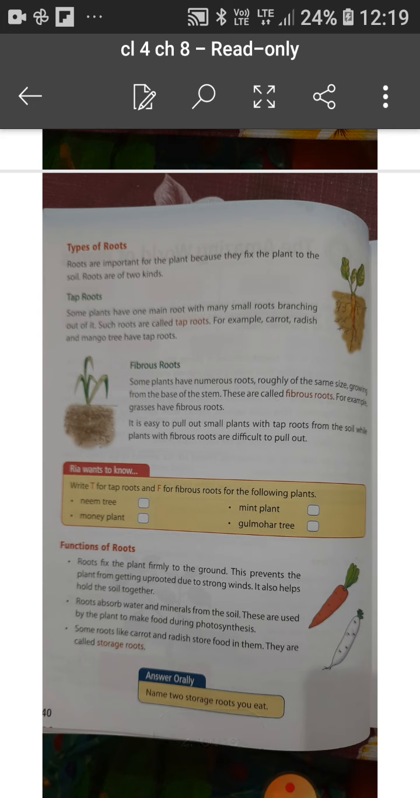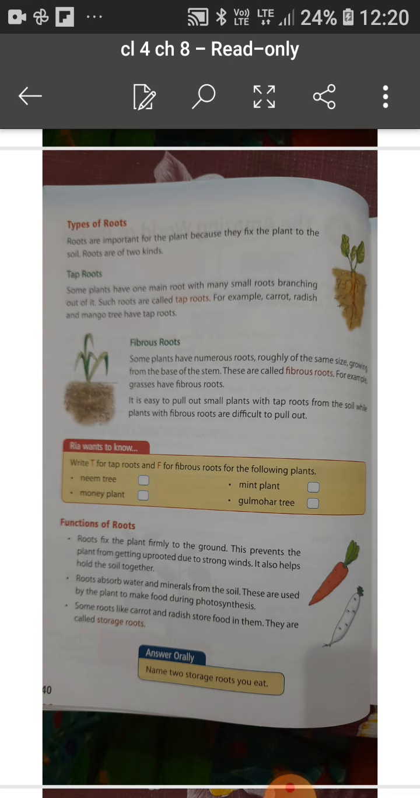First, tap roots. Some plants have one main root with many small roots branching out of it. Such roots are called tap roots. For example, carrot, radish and mango tree have tap roots.